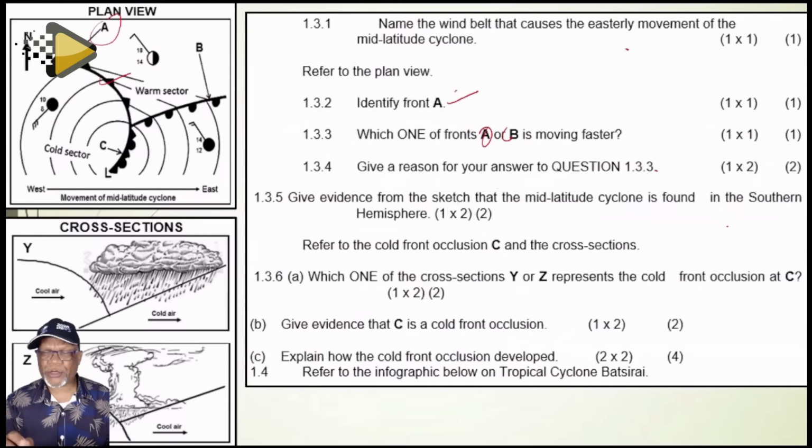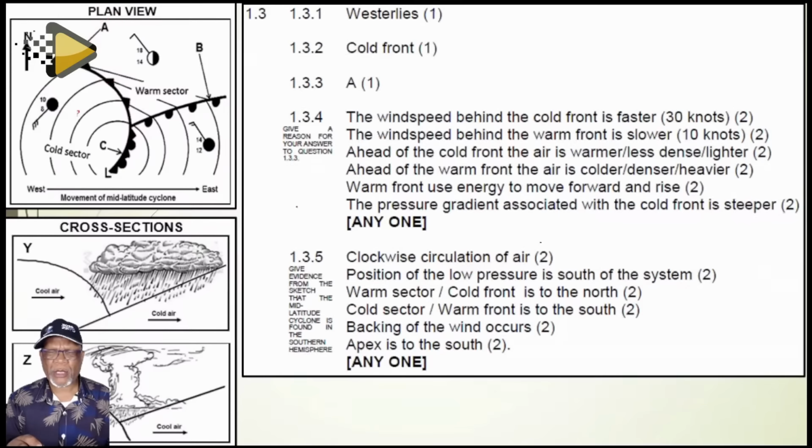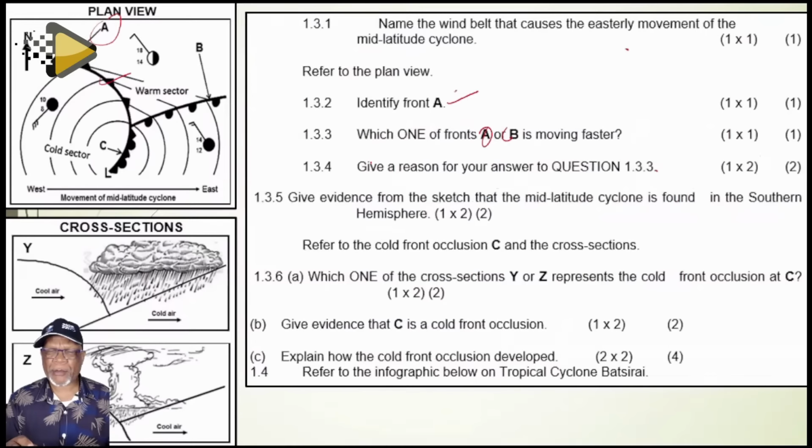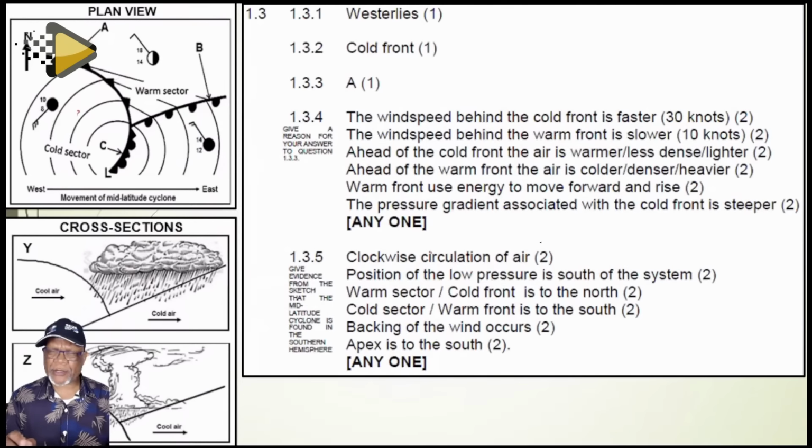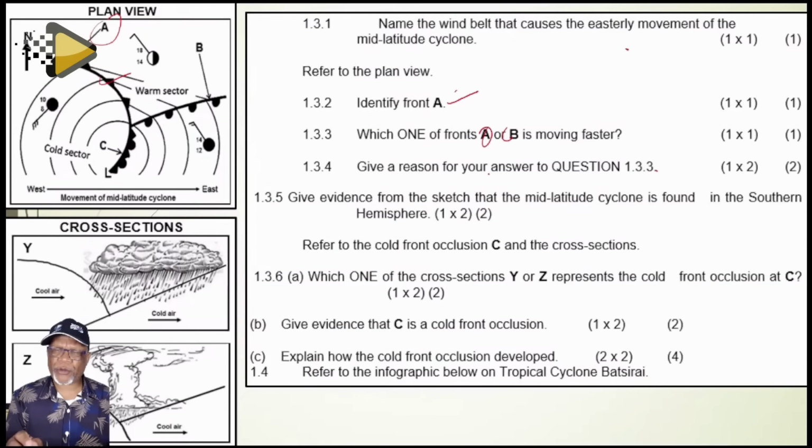So those are the questions that you are expected to answer there. I'm looking at the wrong questions here. I'm answering the wrong question. Give reasons for your answer. Here it was, why is it moving faster? So those are the answers that you could give. These are the answers to 1.3.4.